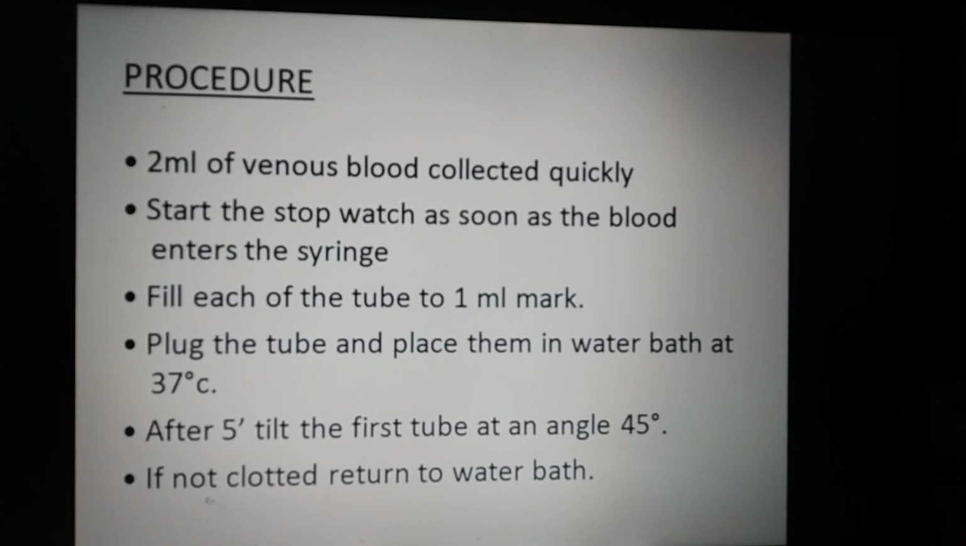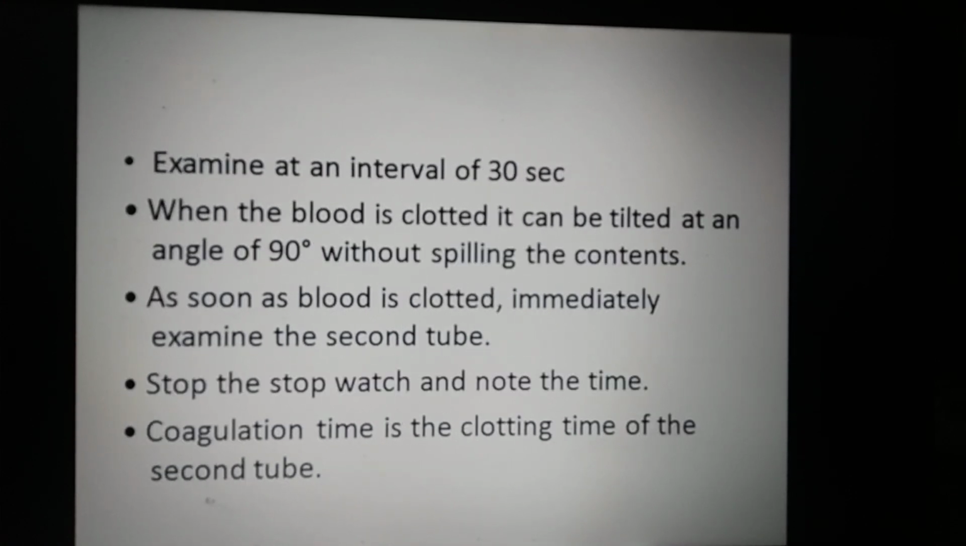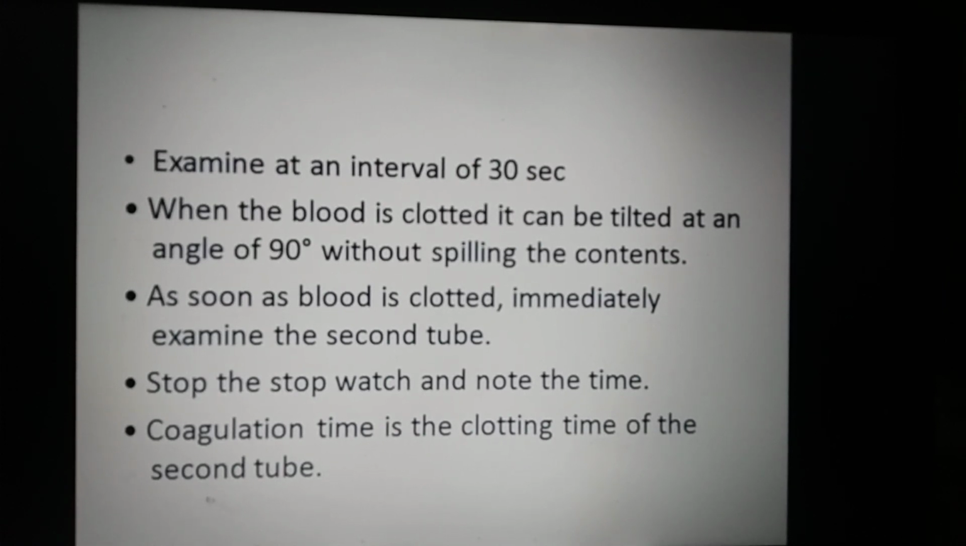Now fill each tube to the 1 ml mark, plug the tubes and place them in a water bath at 37 degrees centigrade. After 5 minutes, tilt the first tube at an angle of 45 degrees. If not clotted, return it to the water bath. Now examine at an interval of 30 seconds, and when the blood is clotted, it can be tilted at an angle of 90 degrees without spilling the contents. As soon as the blood is clotted, immediately examine the second tube, stop the stopwatch and note the time. The coagulation time is the clotting time of the second tube.